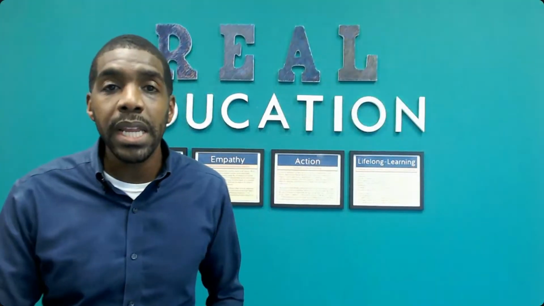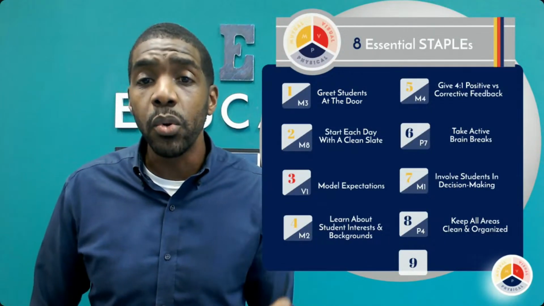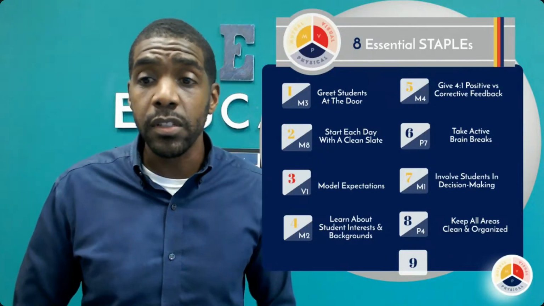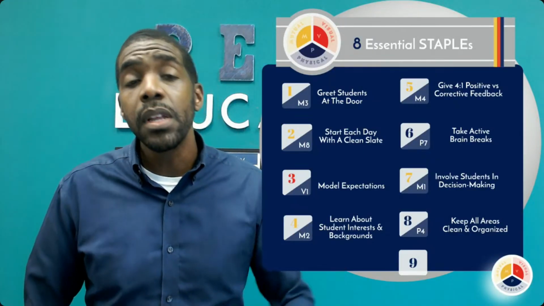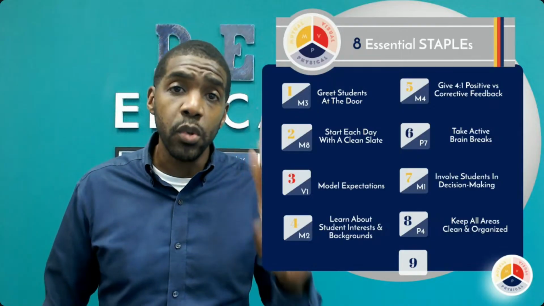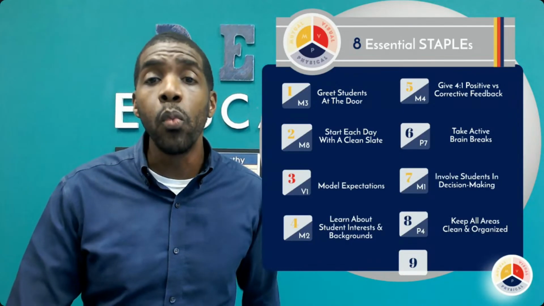So let's jump right in again. There's 24 staples, but we're going to talk about the 8 essential that you need in order to be successful. And the first thing, there's 5 in the mutual space, there's 1 in the visual space, and 3 in the physical space that we're going to talk about. So let's talk about number 1.